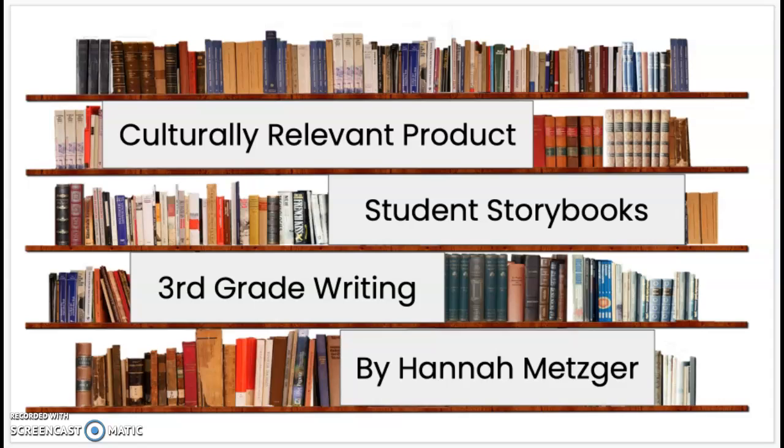I'm calling my culturally relevant product student storybooks. I'm teaching third grade this year, and I also found out recently that I'm going to have a gifted cluster in my class, which I'm really excited about. So this is a lesson that I'm hoping to implement in my classroom this year that can be differentiated for my gifted kiddos.